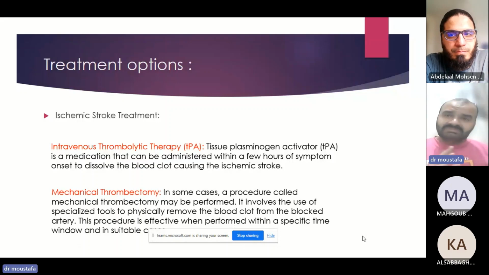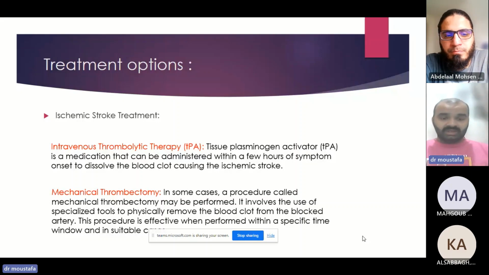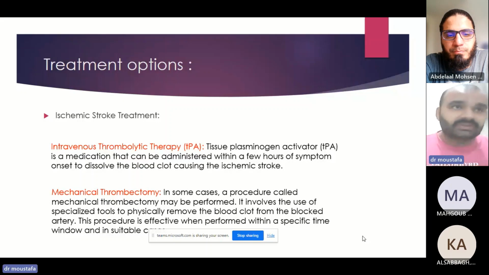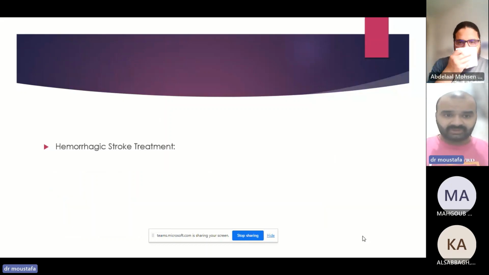There's also a mechanism, or let's say procedure, called mechanical thrombectomy. It's a procedure that involves the use of a specialized tool to remove the blood clot from the blood artery, okay? It's also effective if used within a certain time. So these are the two options of ischemic stroke treatment: TPA and mechanical thrombectomy.